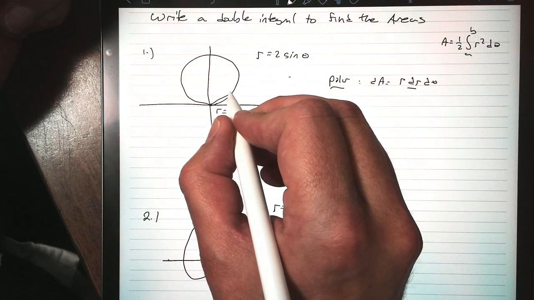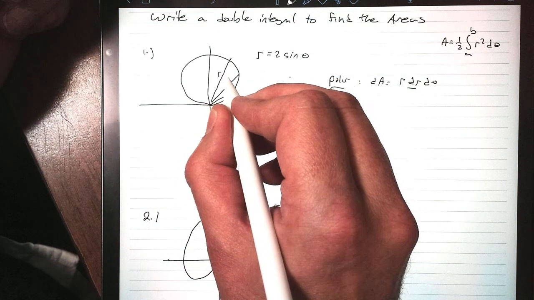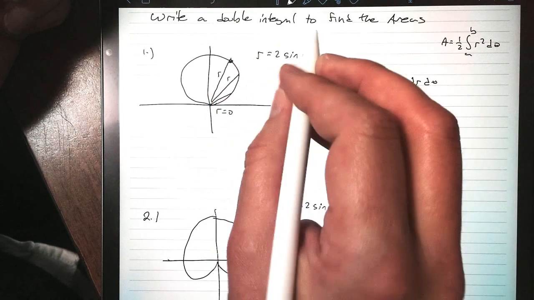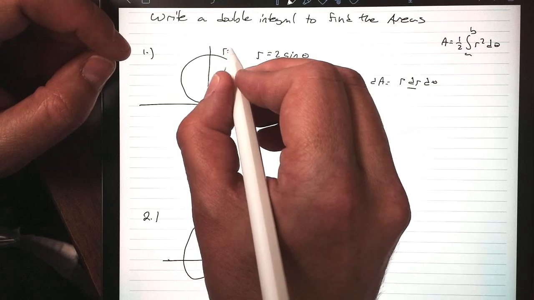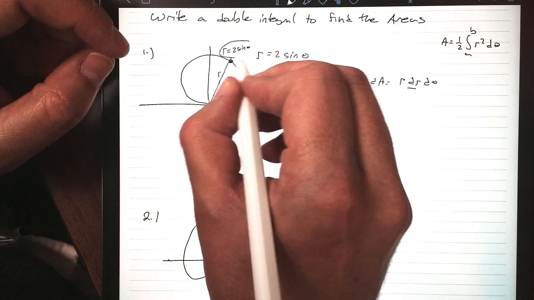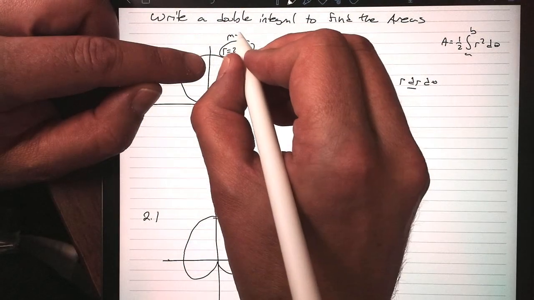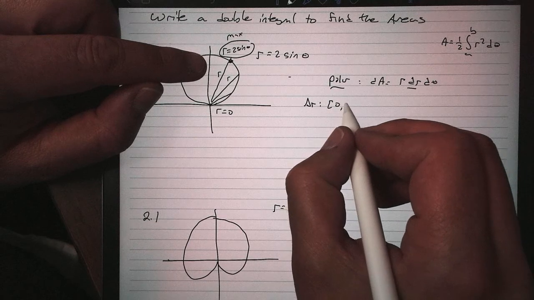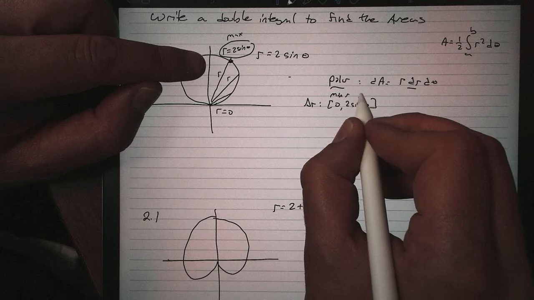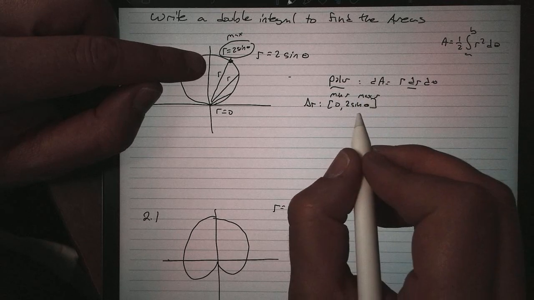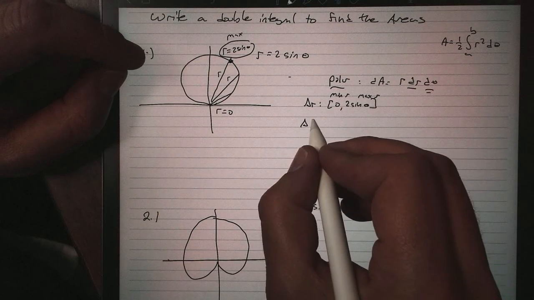As we move along the surface right here, my radius, r, is changing. But the radius is always defined as this function, r equals 2 sine theta. So the maximum radius will always be 2 sine theta, depending on whatever theta is. So there's my minimum radius, and there's my maximum radius. After we get that, then we have to get our change in theta.